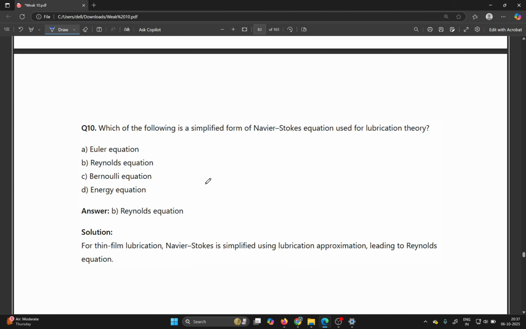For thin film lubrication, the Navier-Stokes equation is simplified using the lubrication approximation, leading to the Reynolds equation. So remember.